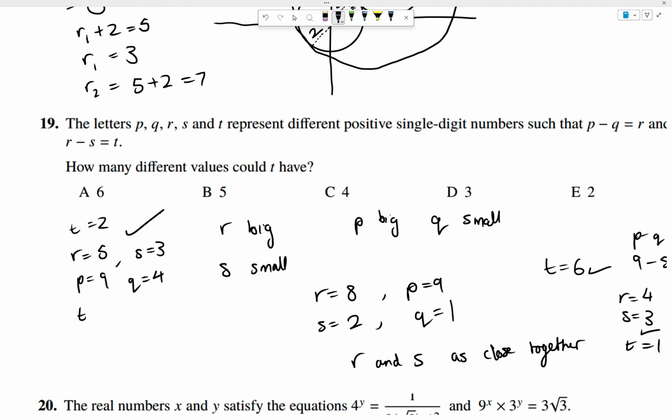For T equals 3, I could pick R is equal to 5 and S is equal to 2. And again, P is equal to 9 and Q is equal to 3. So T equals 3 is working.